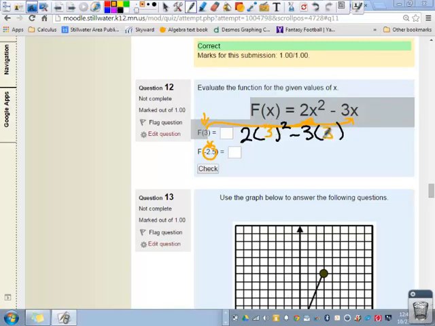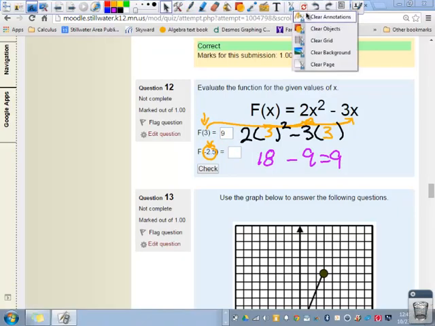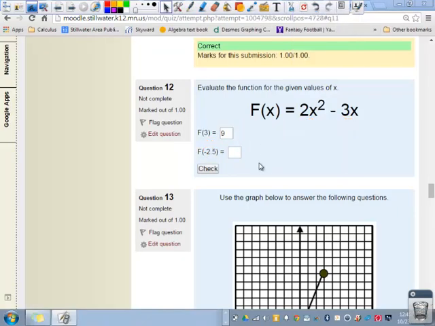So let's do a little PEMDAS magic. 3 squared times 2, that's 18, minus 9, which is 9. Okay, so this first one is 9. Now that that's done, we're going to clear this and we'll do the next one.